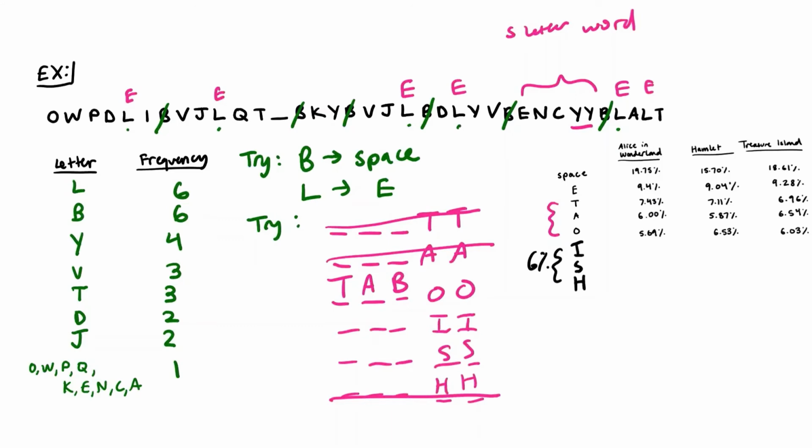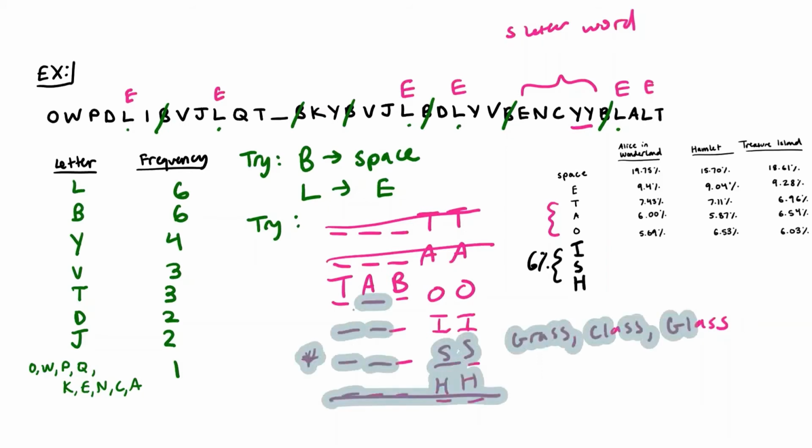Like the word, let's think, grass. There's a lot of words that end with two S's, like grass, class, glass, it could be. This one is already looking good to me. So I'm gonna go ahead and just assume that Y is S and try that out.